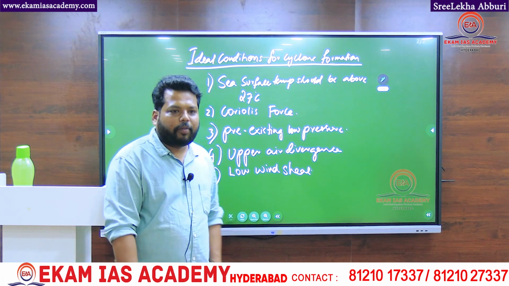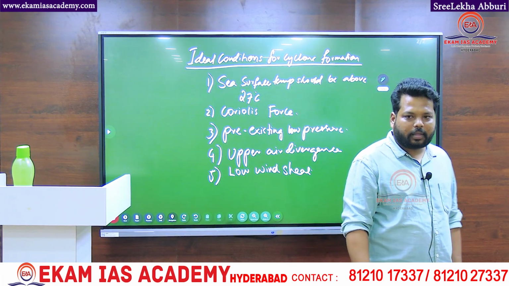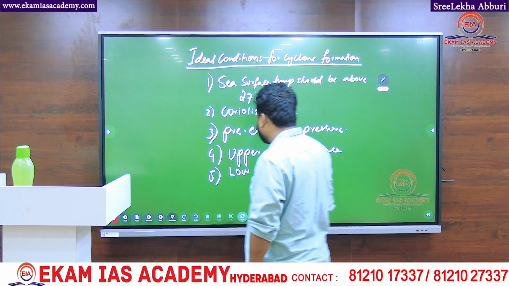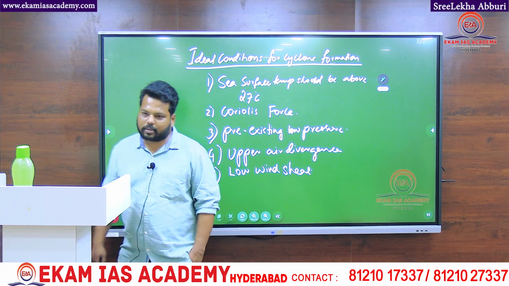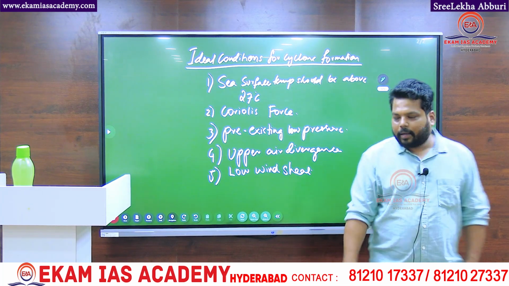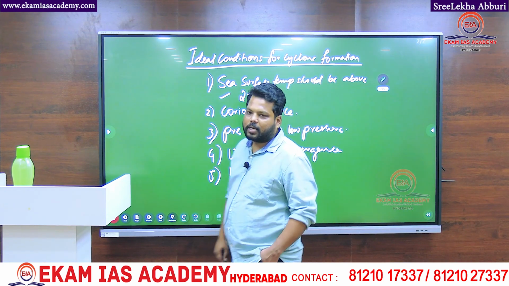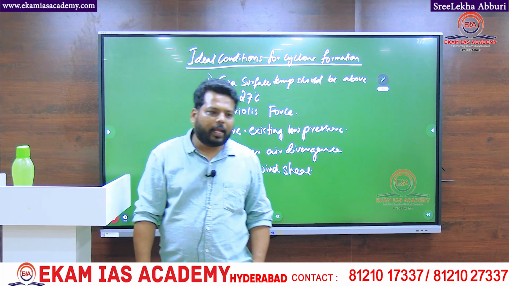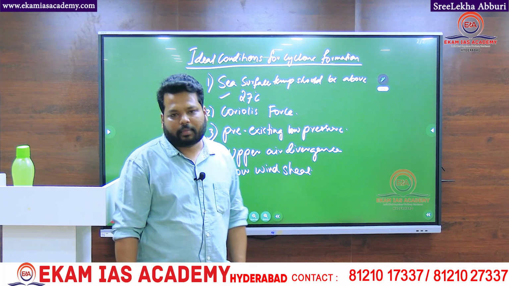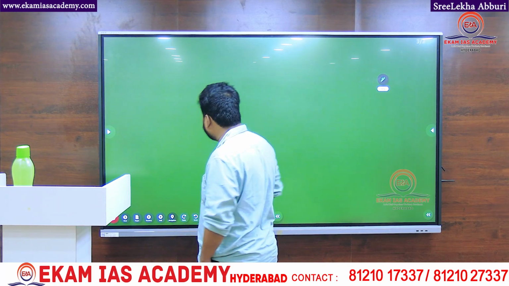These are the 5 prerequisite conditions with which cyclonic formation happens. Now, let's take the first prerequisite condition, that is, sea surface temperature should be more than 27 degrees centigrade. Why? What is the reason behind it?